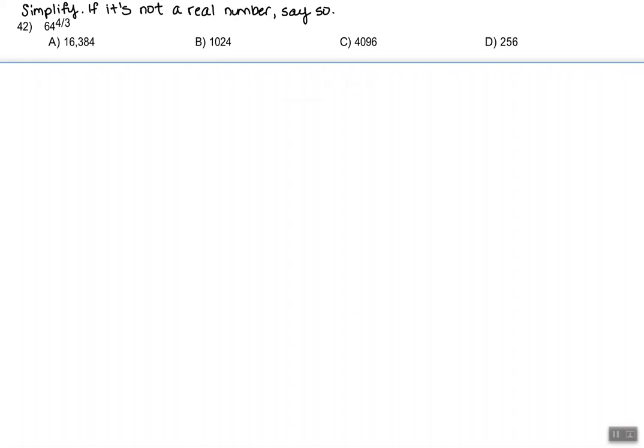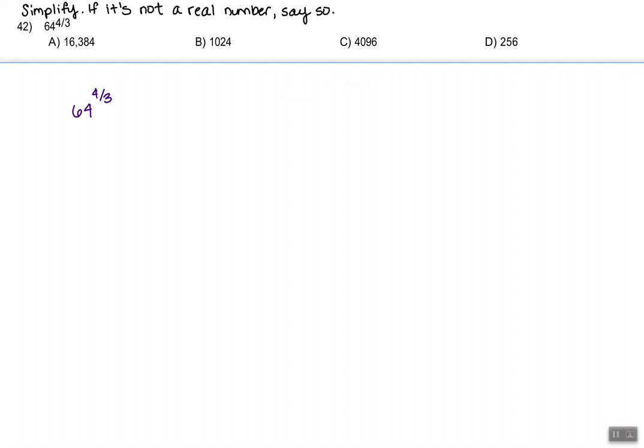Hey guys, so for number 42, we're going to simplify, and if it's not a real number, we're going to say so. So here we have 64 to the power of 4/3. So fractions inside of the exponent can also be rewritten as radicals.